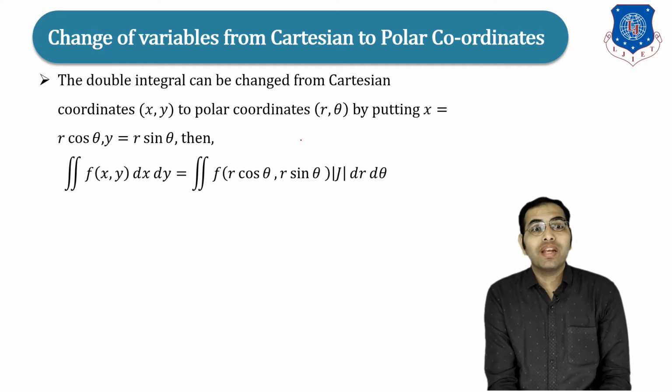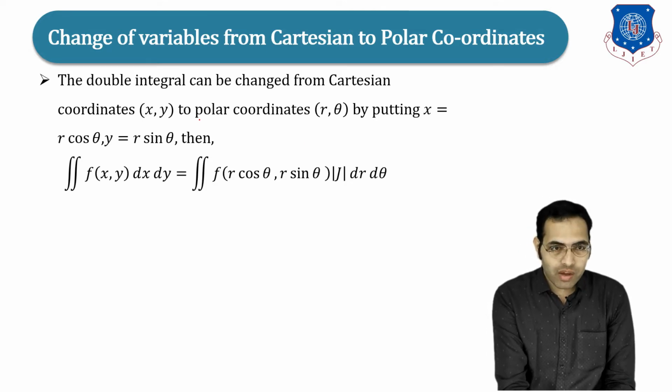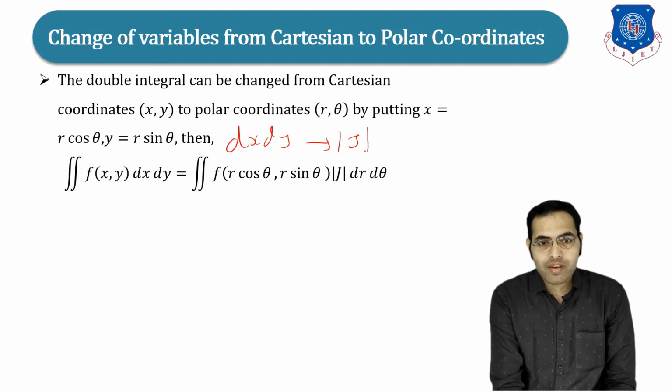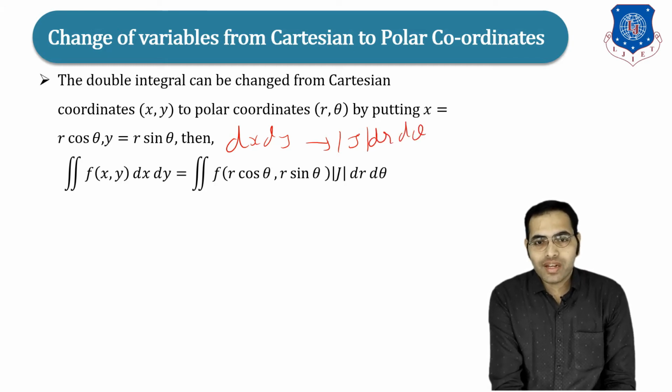Then our double integral of f of x, y dx dy equals the double integral of f of r cos theta, r sin theta, mod J dr d theta. Whenever we have to convert Cartesian to polar coordinates, for that transformation we have the formula dx dy equal to mod J dr d theta, where J indicates the Jacobian.